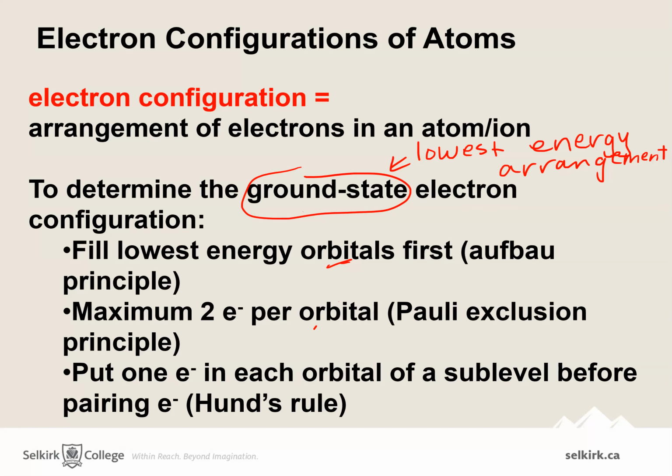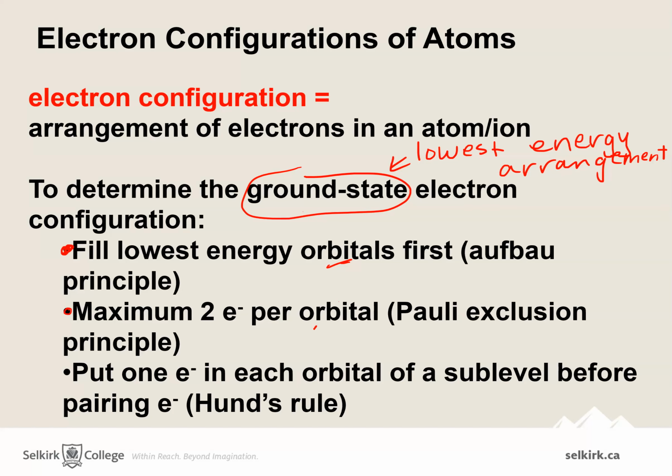The first rule is that we're going to fill the lowest energy orbitals first. We're making the ground state, so we want to put the electrons in the lowest energy orbitals. Now that has a fancy name. That's called the Aufbau principle. That means building up in German. I don't care what it's called as long as you know how to do it.